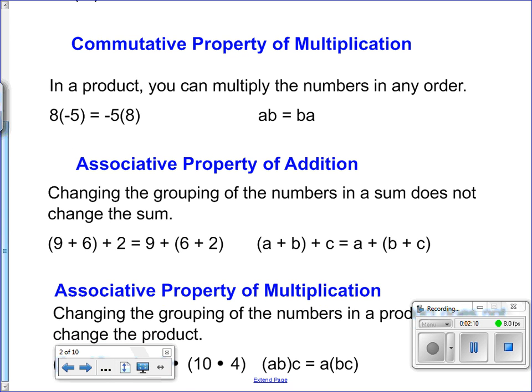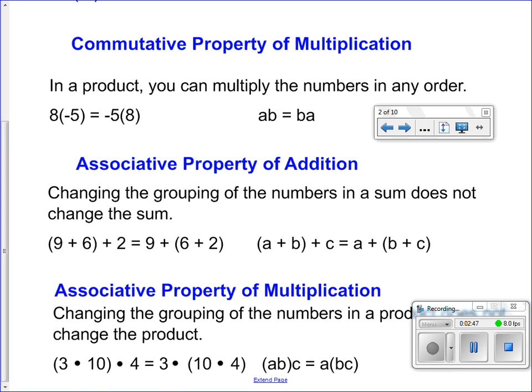Next, we're going to read the associative property of addition. Changing the grouping of the numbers in a sum does not change the sum. In the example, (9 plus 6) plus 2 is equal to 9 plus (6 plus 2). In algebra, (a plus b) plus c is equal to a plus (b plus c).